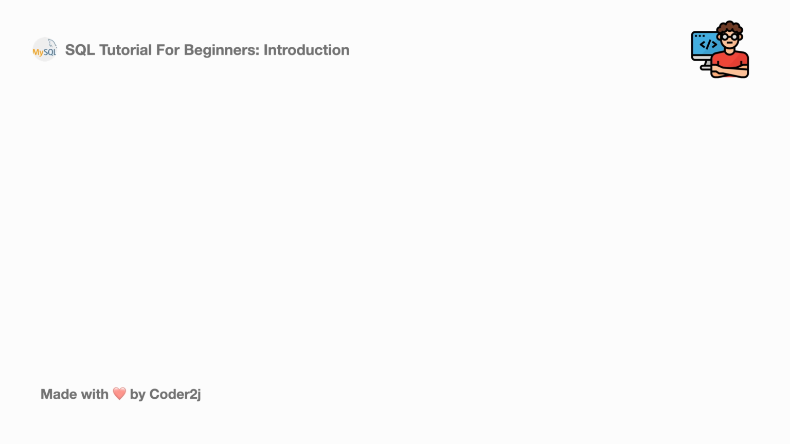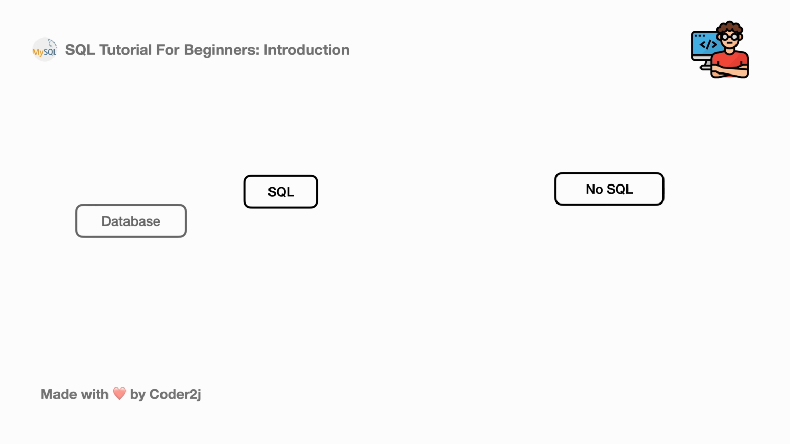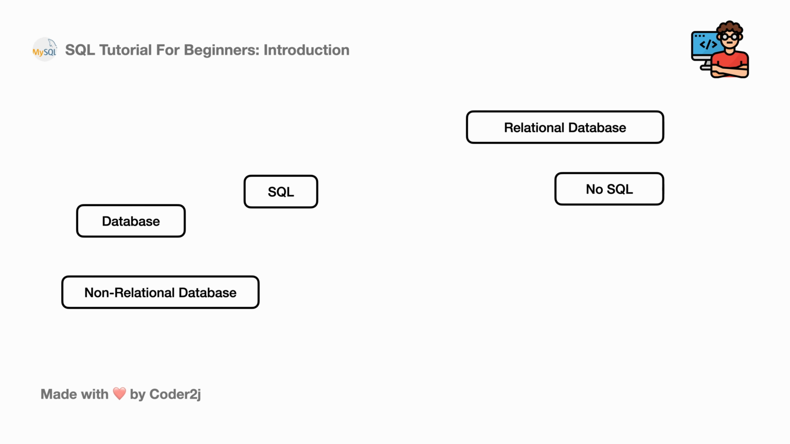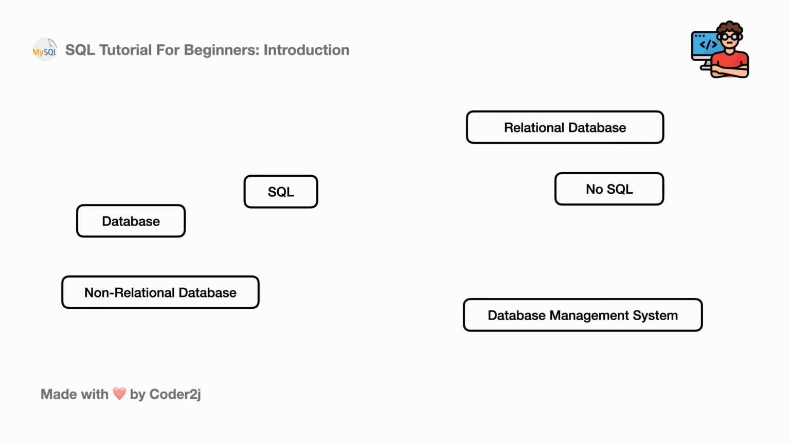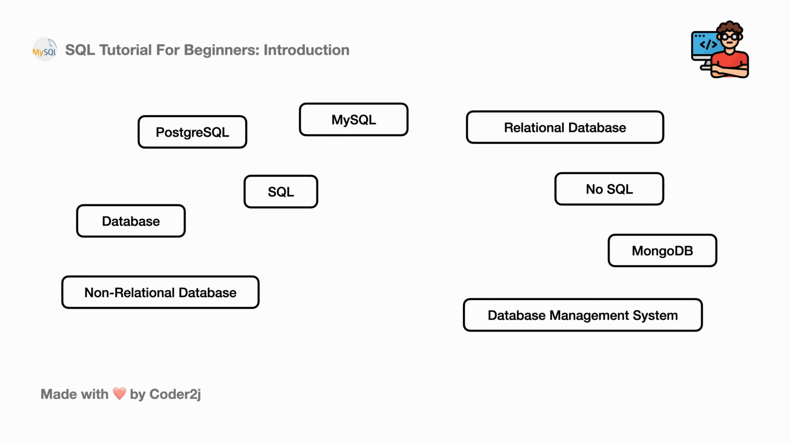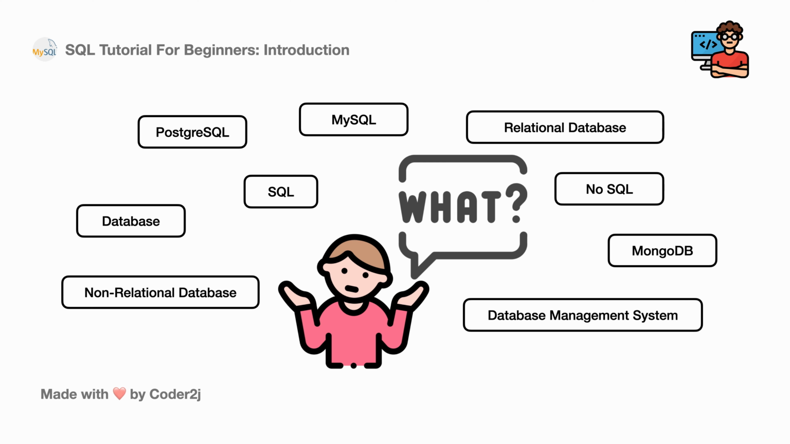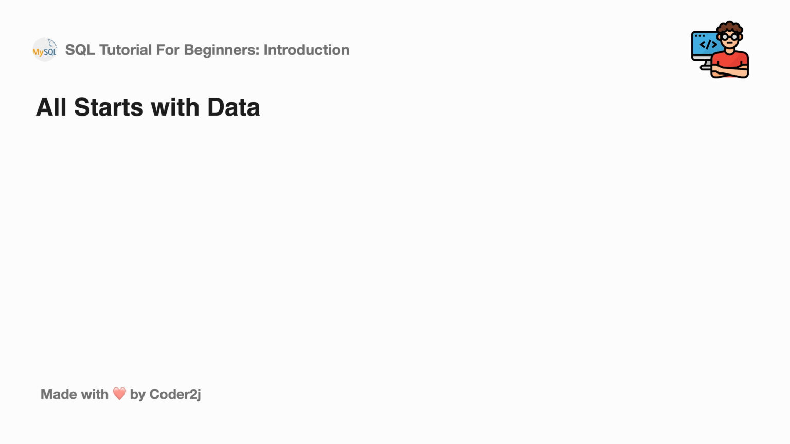When you Google SQL, you will probably find a lot of related keywords and concepts like SQL, NoSQL, database, relational, non-relational database, database management system, MySQL, PostgreSQL, MongoDB, and more. And you might wonder what are they and how they relate to each other. Well, it all starts with data.